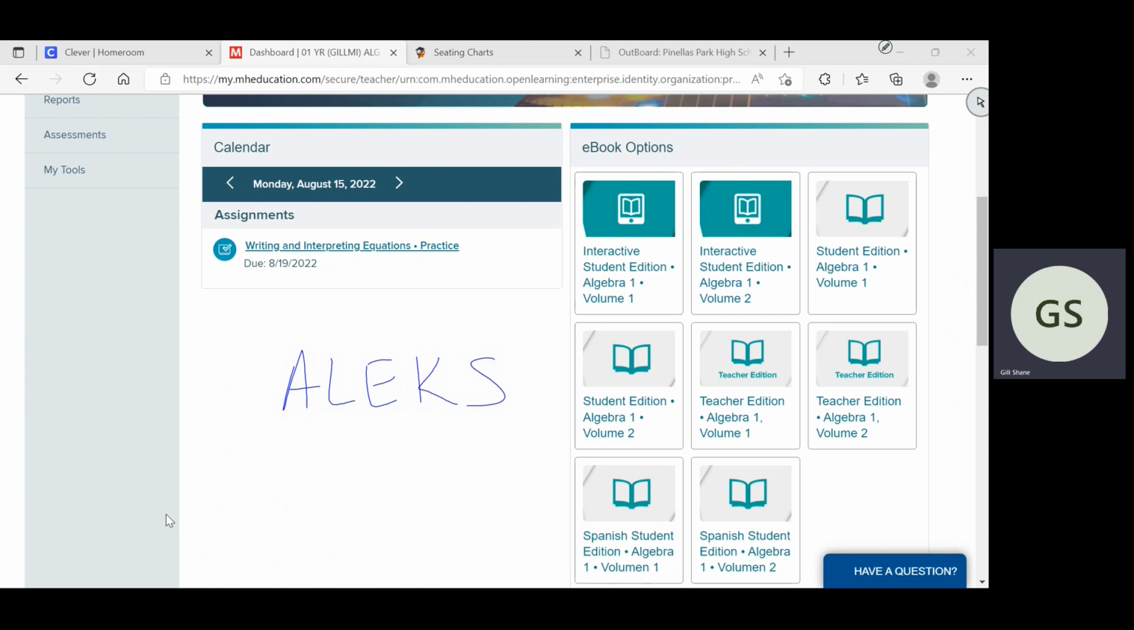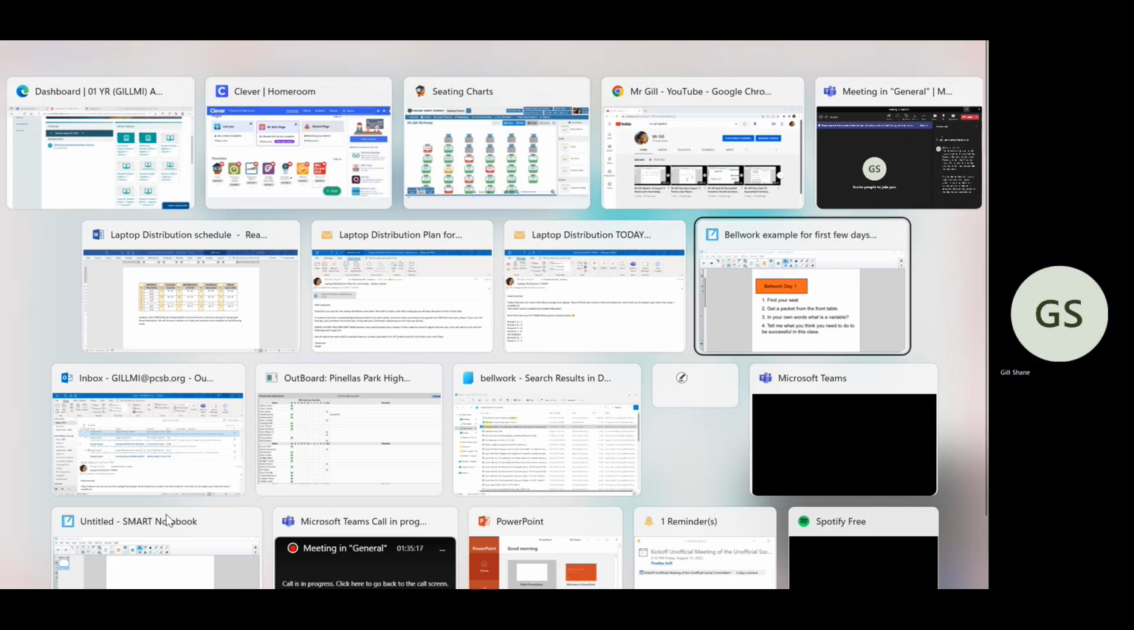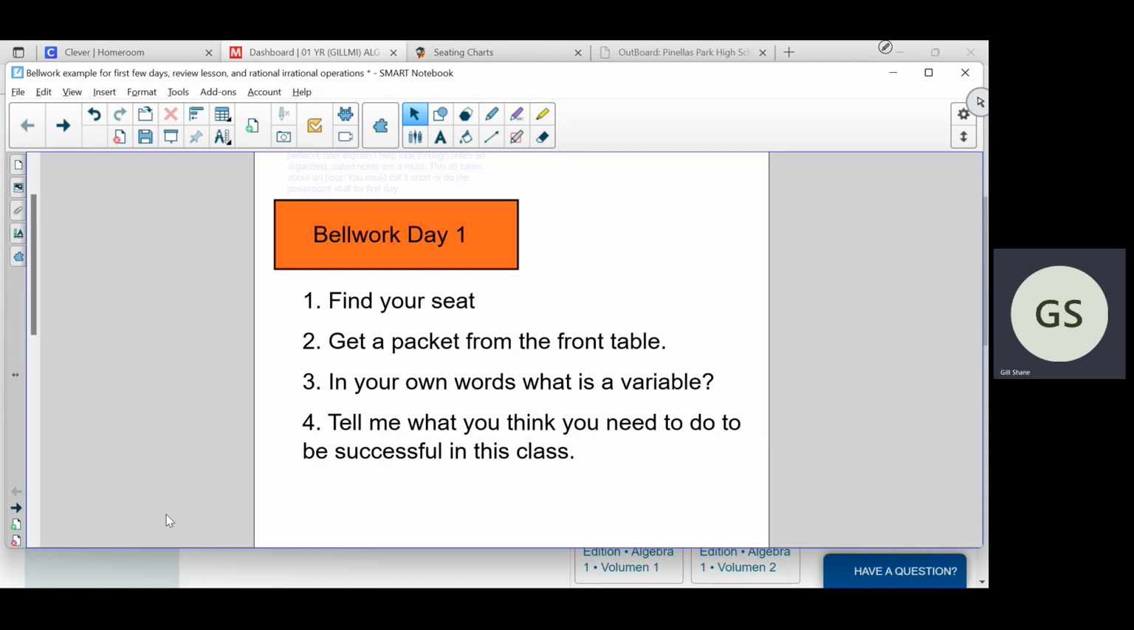So the biggest thing that I feel like is the leap from middle school, even though you've really already done some of this in pre-algebra, is this whole concept of a variable. Oh, I forgot to talk about bell work. I didn't have bell work up because you needed to find your seat today, but normally when you come in, this will be up there. You notice you did the same thing: find your seat, get the packet. I'm not going to make you write it down. Normally you would write this stuff down somewhere.